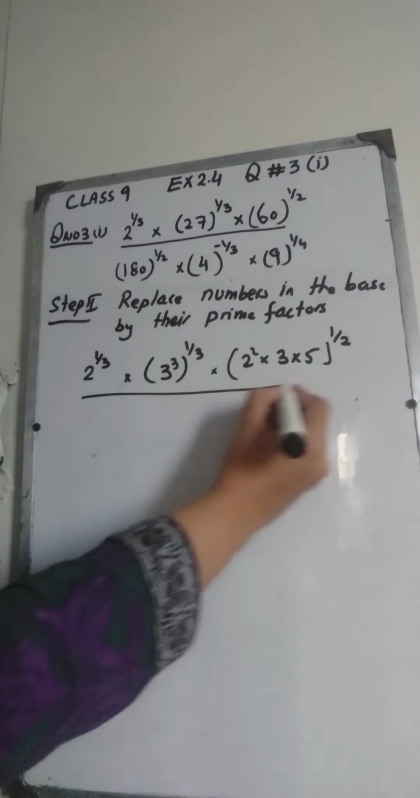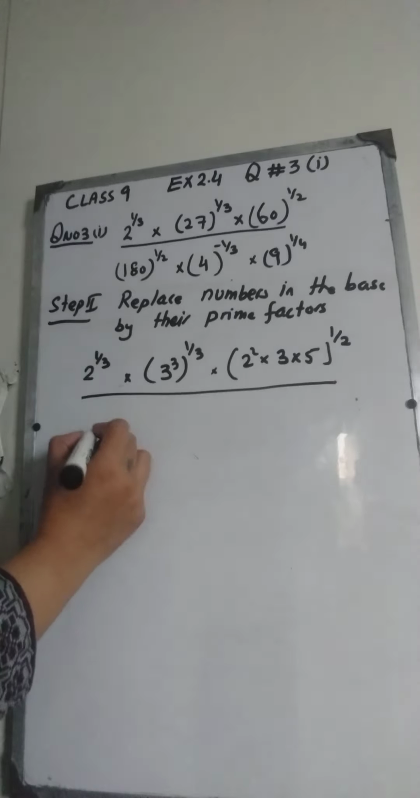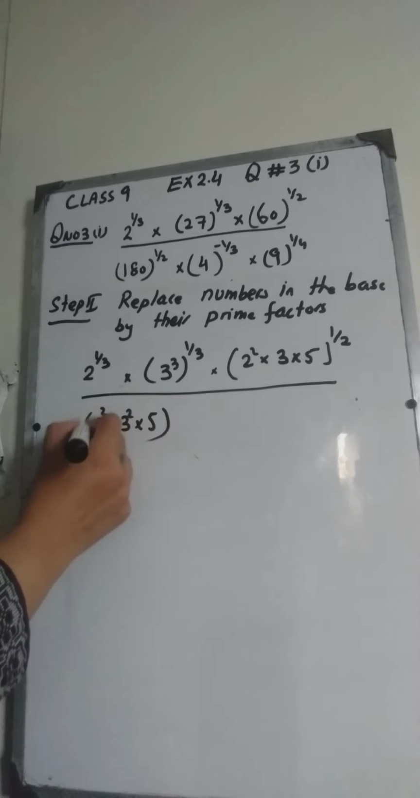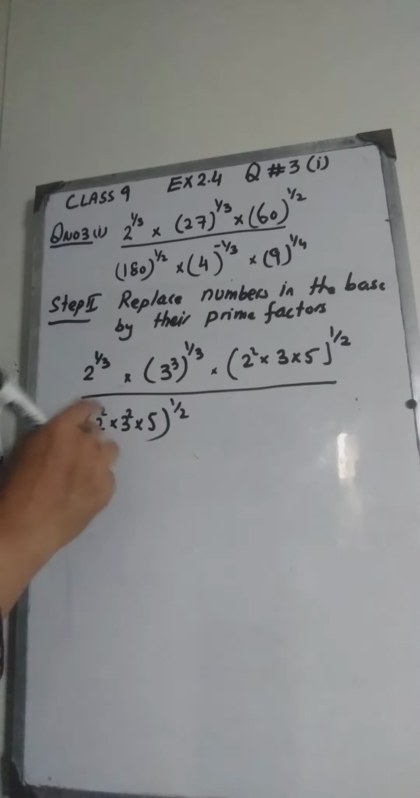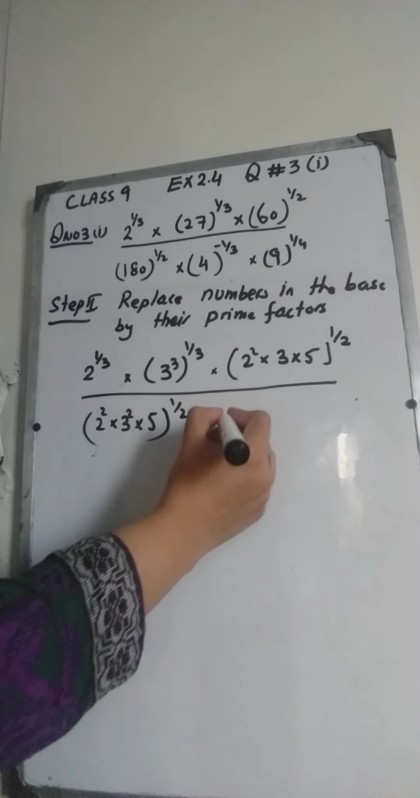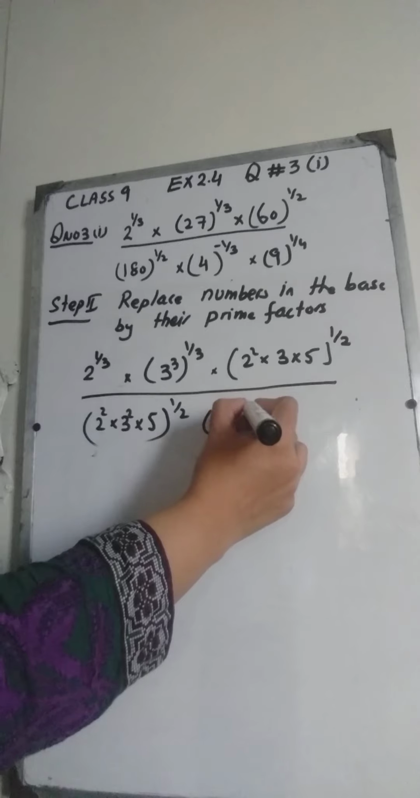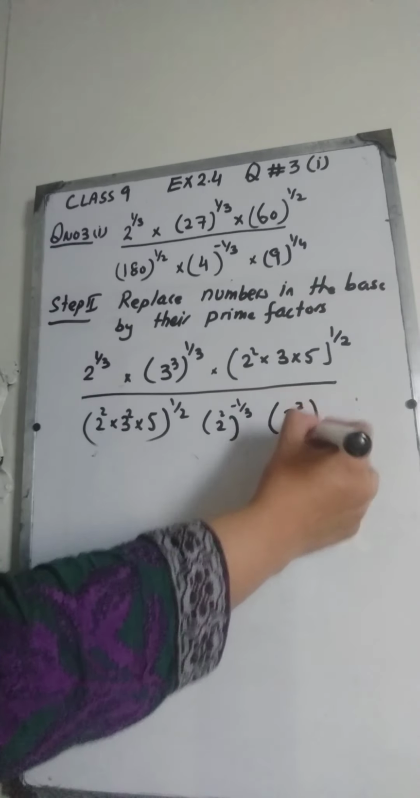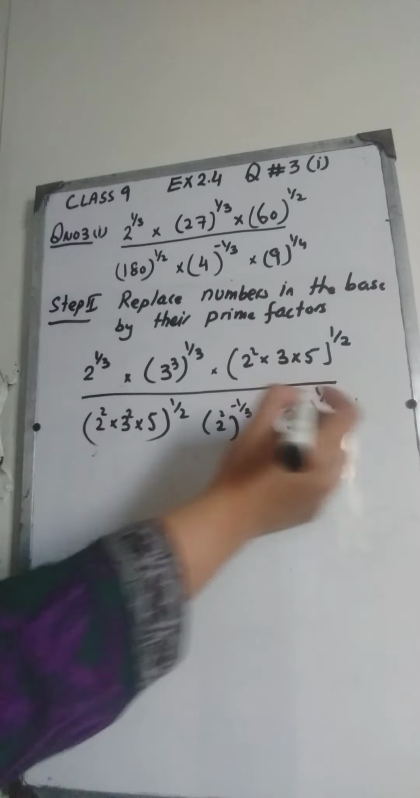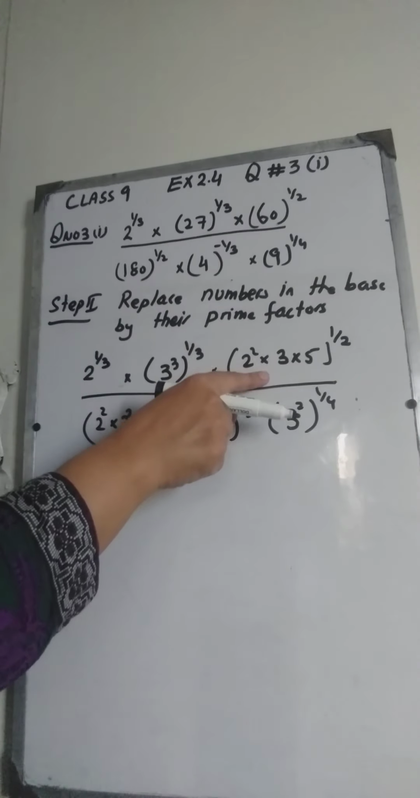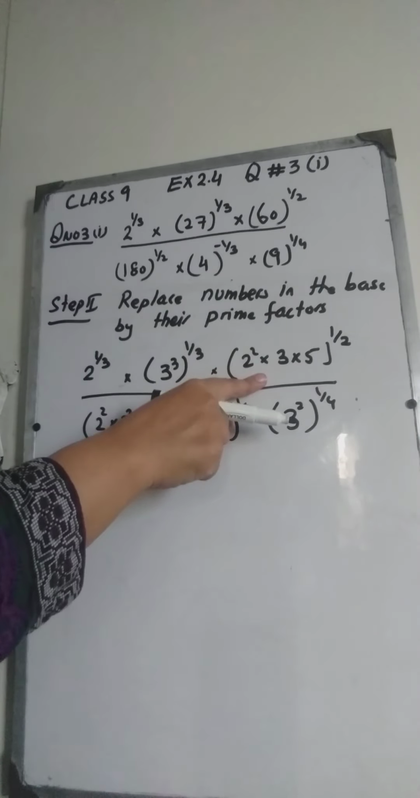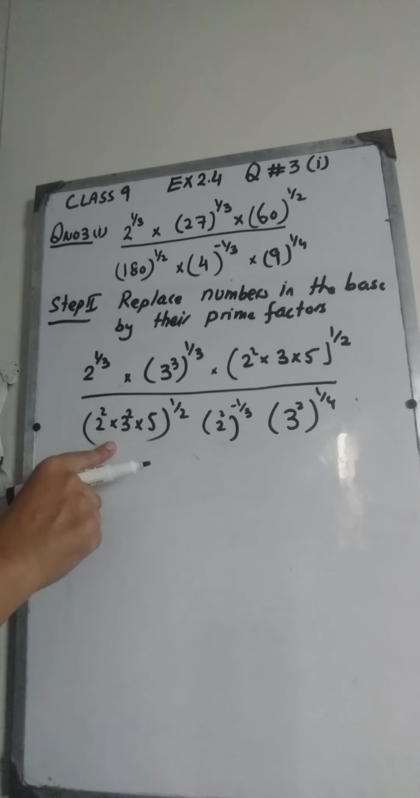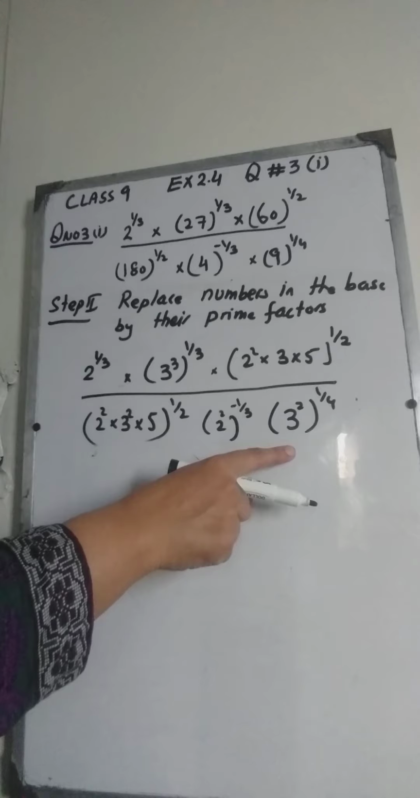Now 180 when broken into its prime factors gives us 2 square, 3 square, 5 raised to power 1 by 2. Now 4, that is 2 square, raised to power negative 1 by 3, and 9, this is 3 square raised to power 1 by 4. So we have replaced 60 by its prime factors, and 180 by its prime factors, 4 and 9 by its prime factors.